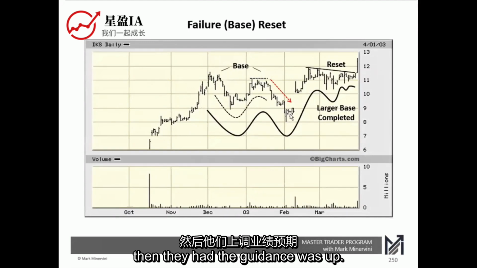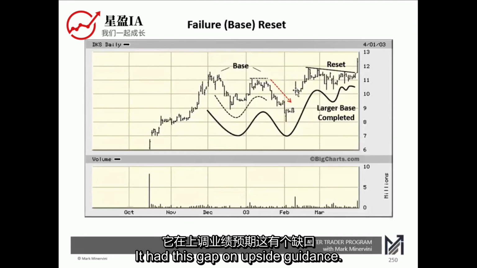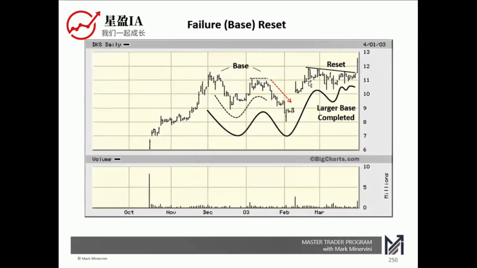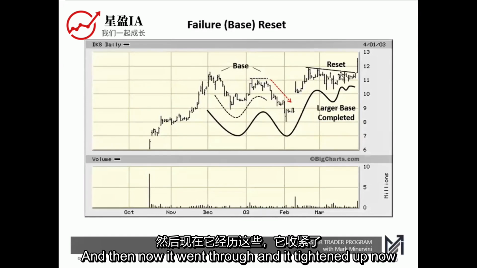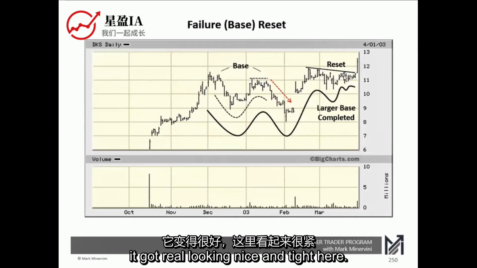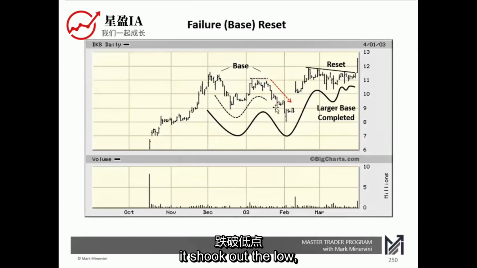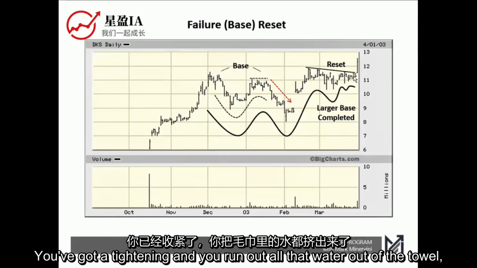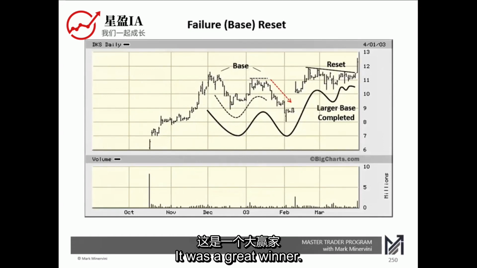Then they had guidance upped, and it had this gap on upside guidance. But now it doesn't have VCP characteristics, right? I had to wait. So there was some good news, if you will. And then now it went through and it tightened up. Look how nice and tight here. Now you've really got that nice big base. You've got the shakeout. It shook out the low. You've got the demand coming right back up the right side. And you've got the tightening, and you've wrung out all that water out of the towel. The stock is ready to go. And this stock went up huge from here. It was a great, great winner.